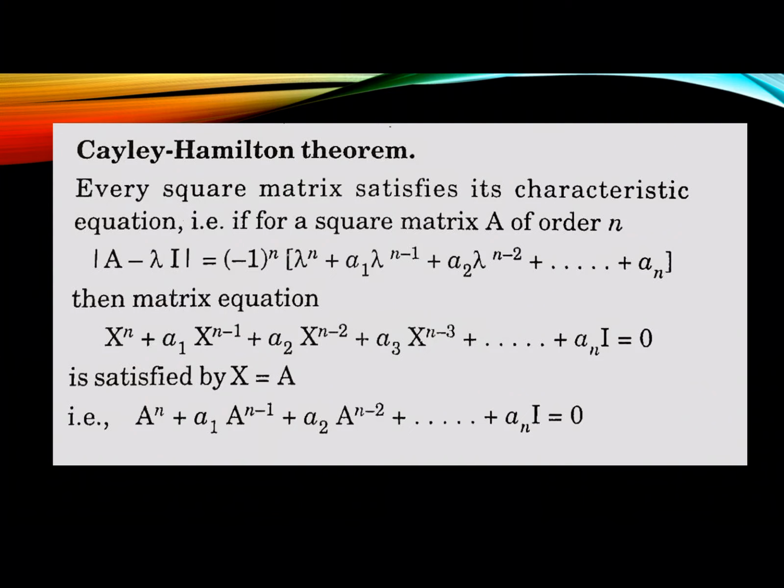In this section we have a theorem, called the Cayley-Hamilton theorem. The theorem states that every square matrix satisfies its characteristic equation. That is, if for a square matrix A of order n, the determinant of A minus lambda I is equal to (-1)^n lambda^n plus A1 lambda^(n-1) plus A2 lambda^(n-2) plus etc. plus An, then every square matrix satisfies its characteristic equation.